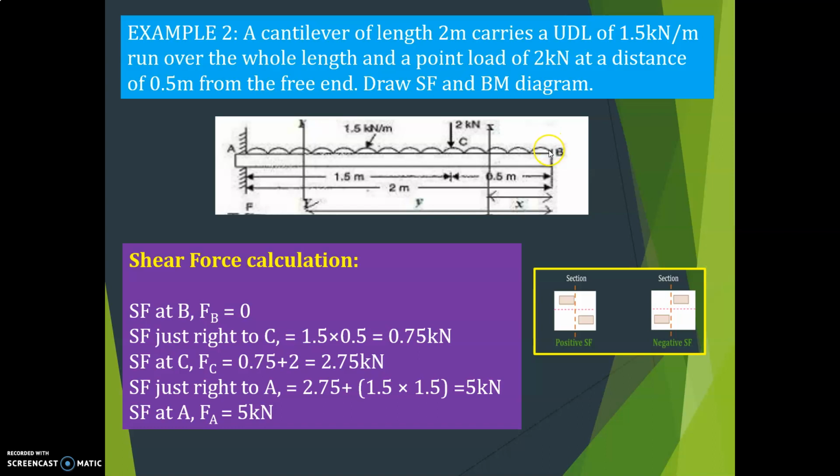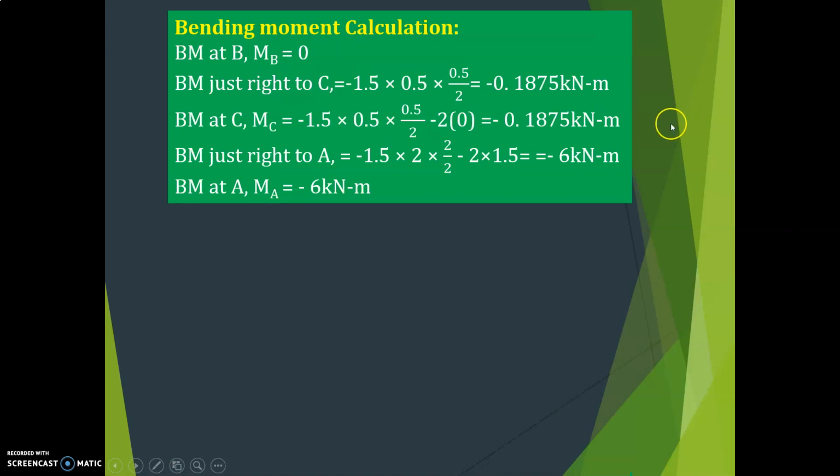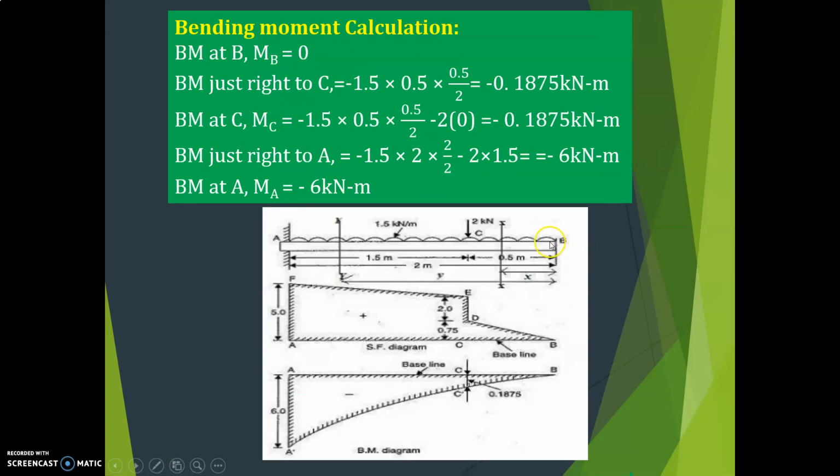Okay, next we'll see how to calculate bending moment. Okay, so next see bending moment at B. What is bending moment? This is the diagram. Bending moment at B is equal to 0, because there is no load, no perpendicular distance. X is equal to 0 here. Okay, so bending moment at B is equal to 0.